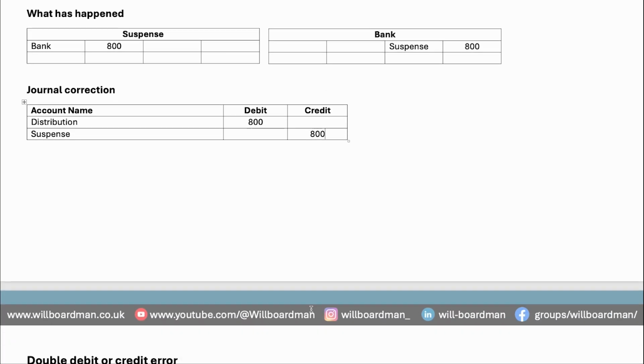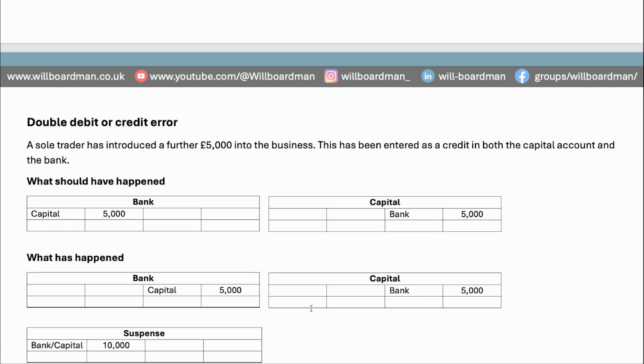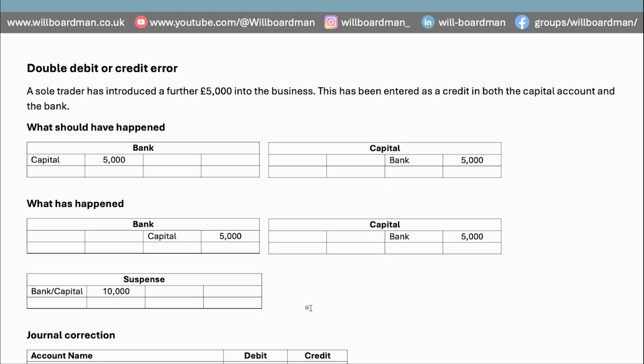Now, moving on to our final error, which is the double debit or credit error. So this would occur when you've entered in the transaction on the same side. So you've debited both halves of the transaction or you've credited both halves of the transaction. So in this example, it states that a sole trader has introduced a further £5,000 into the business, but this has been entered as a credit in both the capital account and the bank. Now we know that the transaction or the double entry to record the introduction of more capital is to debit the bank and to credit the capital account. What we're saying is both of these have gone in on the credit side.